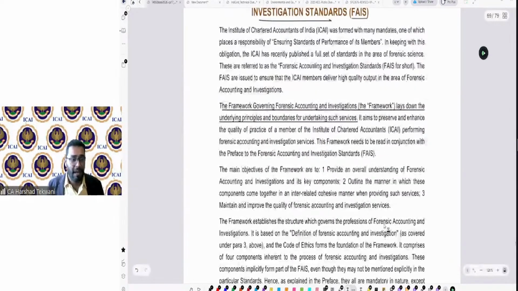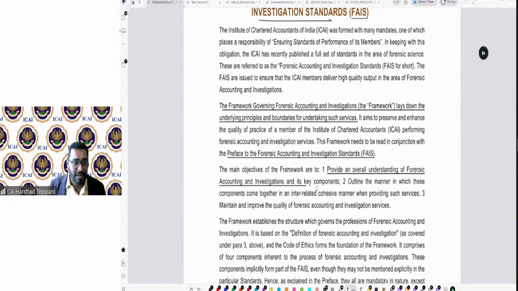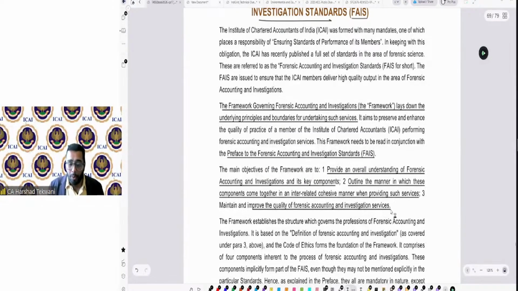The standards are basically divided in three parts. One part of the standard is a framework. The second part is kind of a preface to the standards. And the third part is the standard itself. The framework provides an overall understanding of the forensic and investigation standards and their key components. It outlines the manner in which these components together are important and read to provide the services, and to improve the quality of the services that is required to be provided. So that's the key role of the framework.